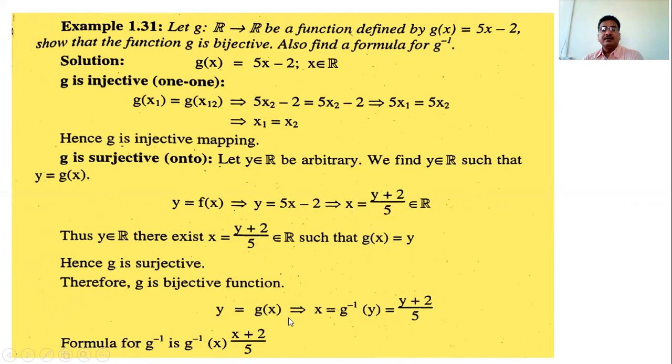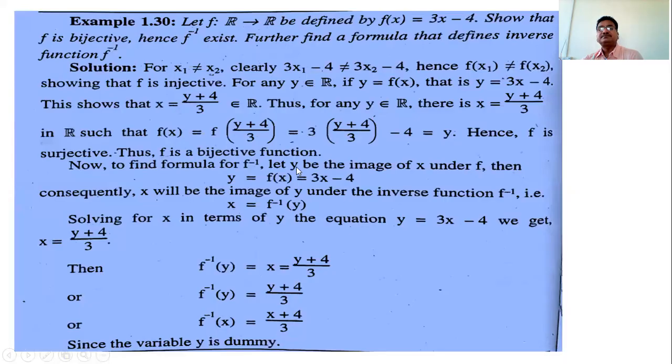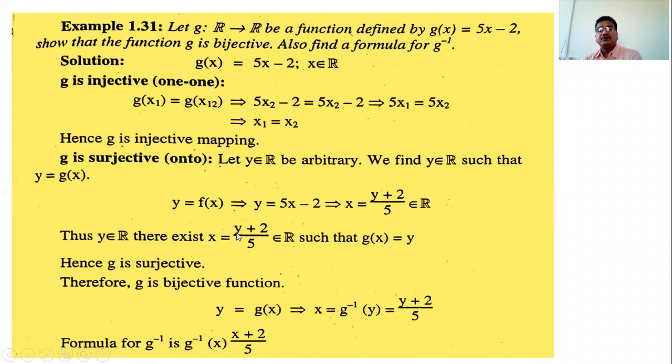And if you find g of (y plus 2) by 5, we have the answer y. And therefore this (y plus 2) by 5 is the pre-image of this y, and therefore every element of this set R has a pre-image, and therefore the function g is surjective.